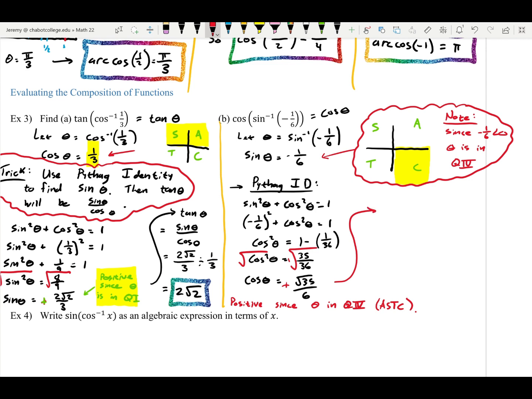So just to write out everything that happened here, we were trying to find cosine of sine inverse of negative 1/6, right? And then we defined sine inverse of negative 1/6 as theta, and then we just solved for cosine of theta, which we found was positive root 35/6. So I'll put a box around that.